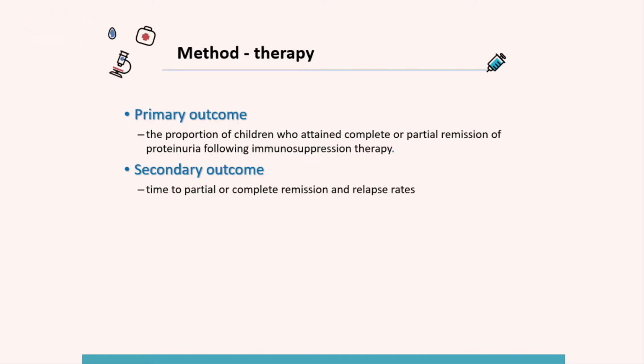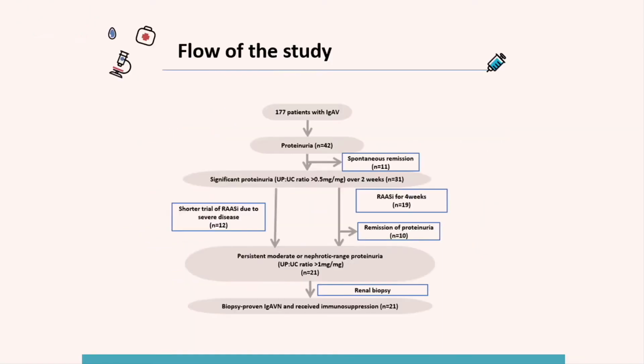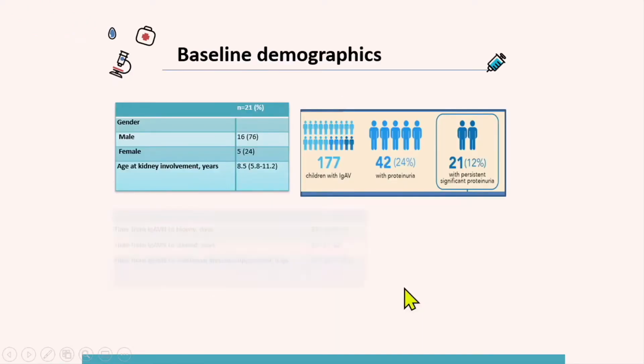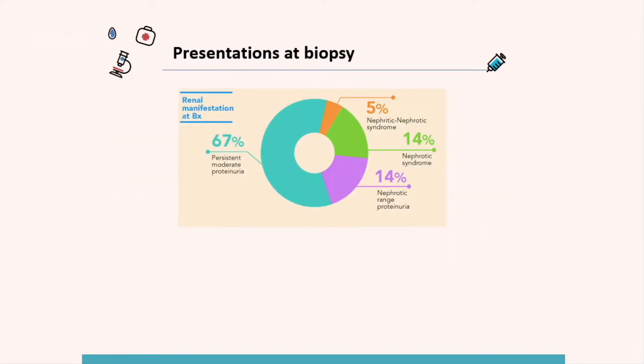The primary outcome was to look at the proportion of children who were able to attain complete or partial remission of proteinuria following immunosuppression therapy, and also to see if they had more relapses subsequently with the use of immunosuppressants. We did the statistical analysis, and out of these 177 patients in our cohort, we identified 21 patients who suffered from persistent moderate or nephrotic range proteinuria and who underwent a kidney biopsy as well. The follow-up period was quite satisfactory, 6 years, so we have reasonable long-term data here.